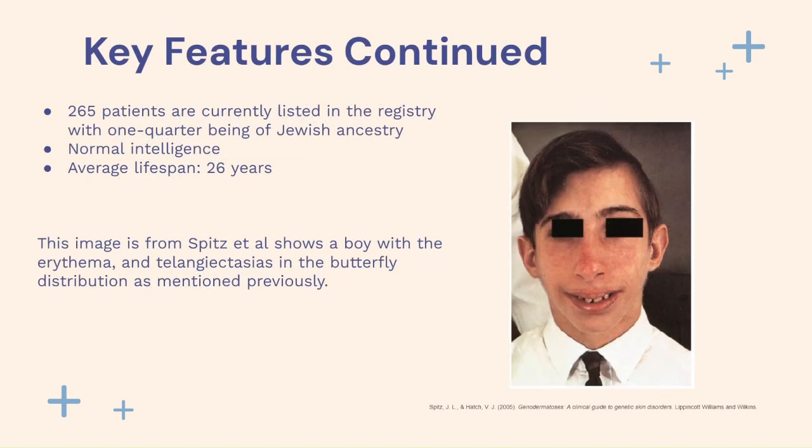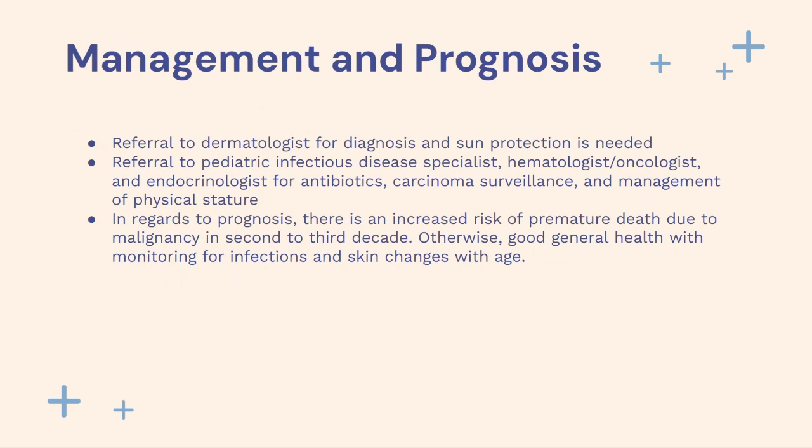Here's a good example on the right of a photo of somebody with Bloom syndrome. Notice basically the erythema and the telangiectasias, the narrow jaw and chin, facies. That's pretty much the key there. Referrals are going to go where the sequelae are, so that includes infectious disease, hem-onc, and endo.